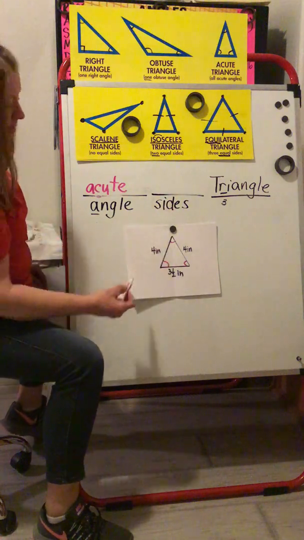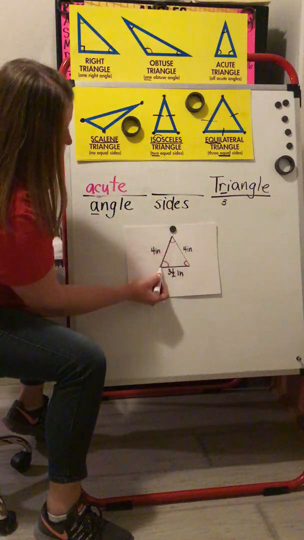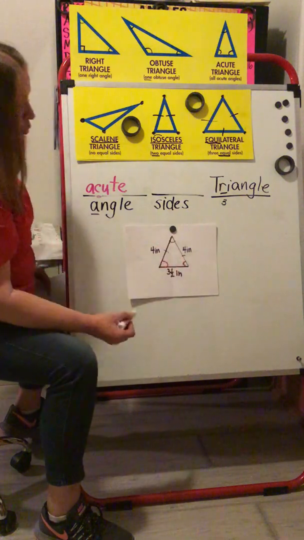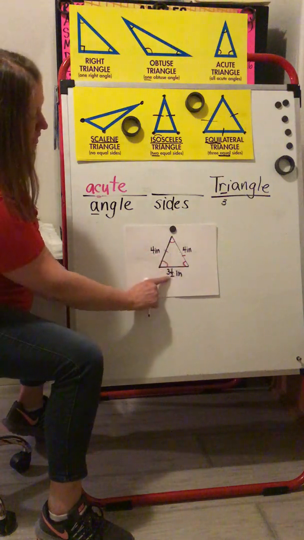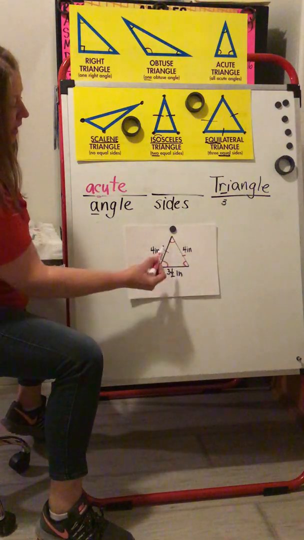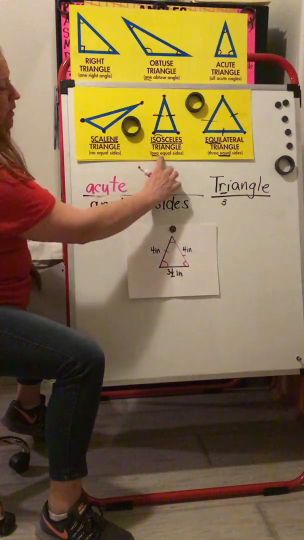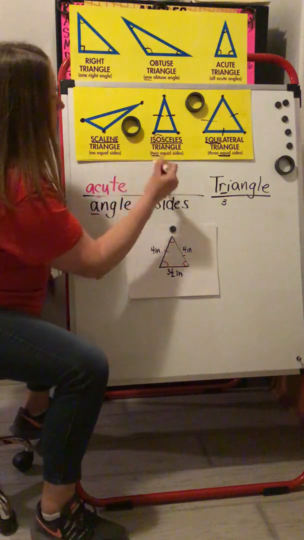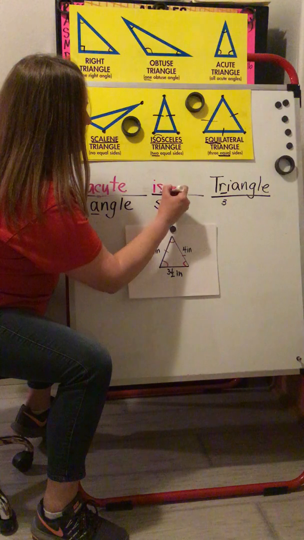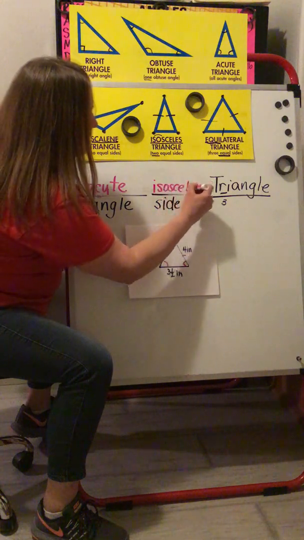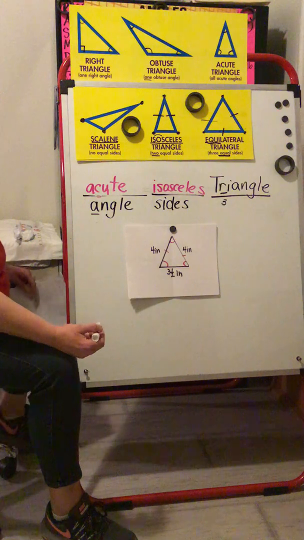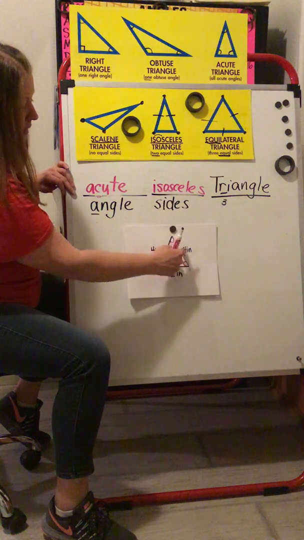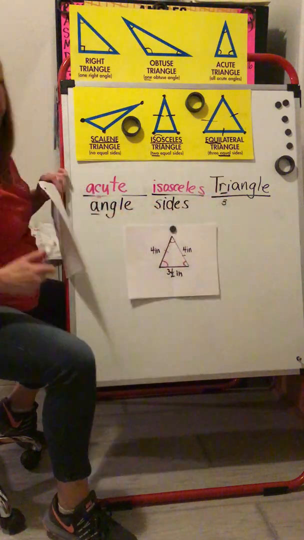Now let's look at the sides. I noticed that this side from here to here, this line segment, was 4 inches. This side from here to here was 4 inches. So I have 2 sides that are the same. This was only 3.5 inches, so it's smaller. If you have a triangle that has 2 sides that are the same, it is isosceles. I remember it's 2 because it has the ISOS, 2 S's right next to each other. So here's our name. This triangle is an acute isosceles triangle because it has 2 equal sides.